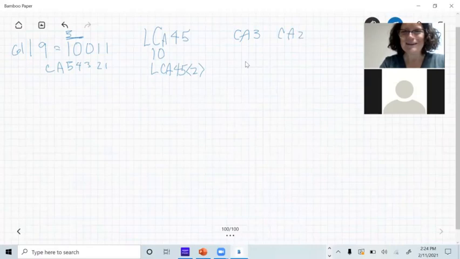CA2, CA1. There's no CA0 because this was done by hardware people and not programmers. Okay, so the least significant bit, CA3, is going to be 0. CA2 is going to be 1. CA1 is going to be 1.